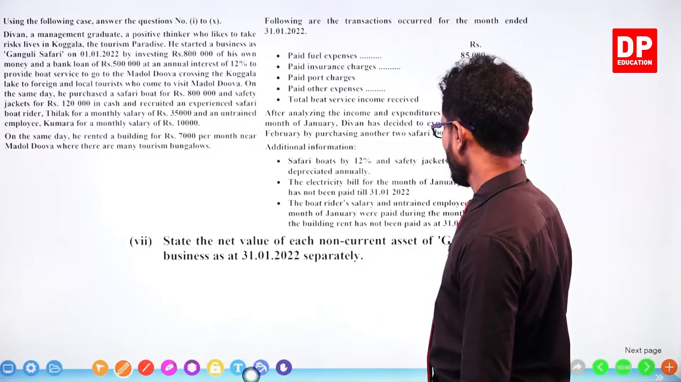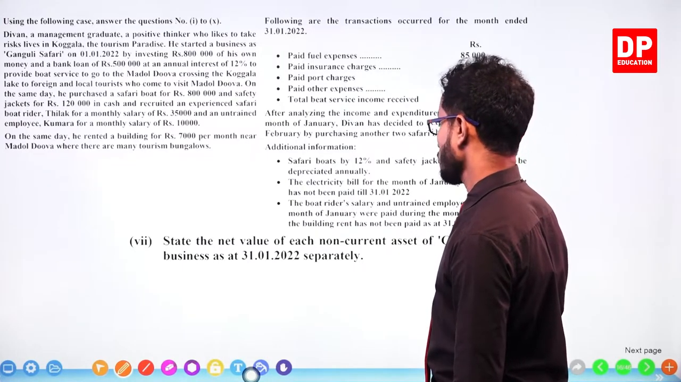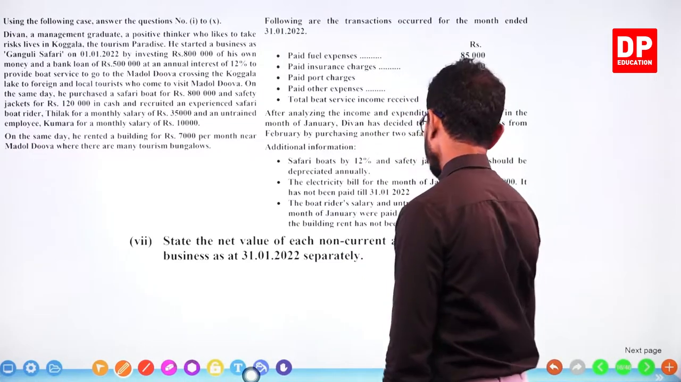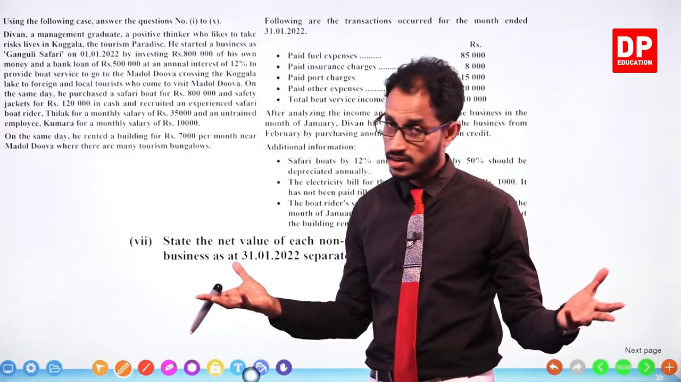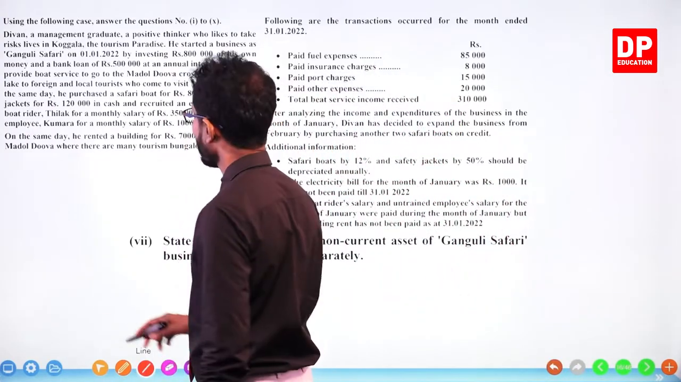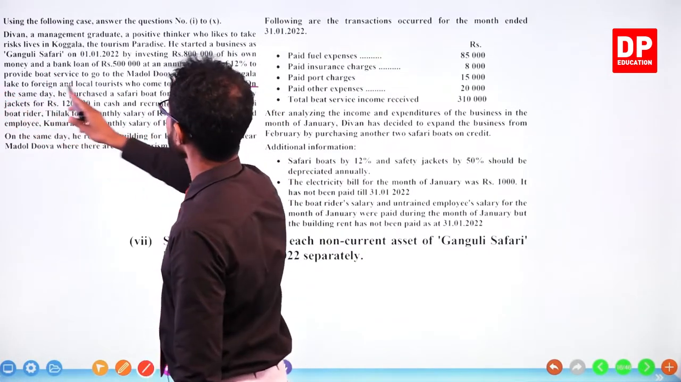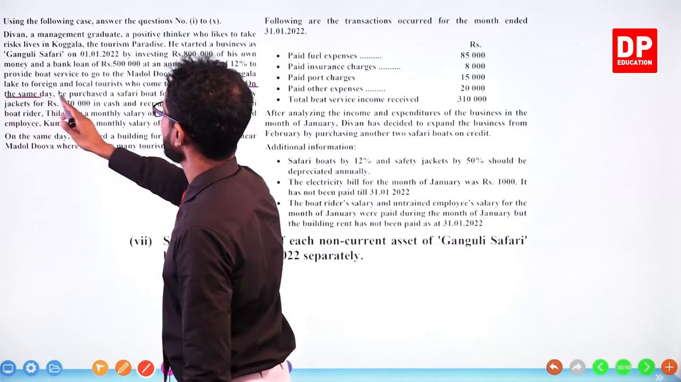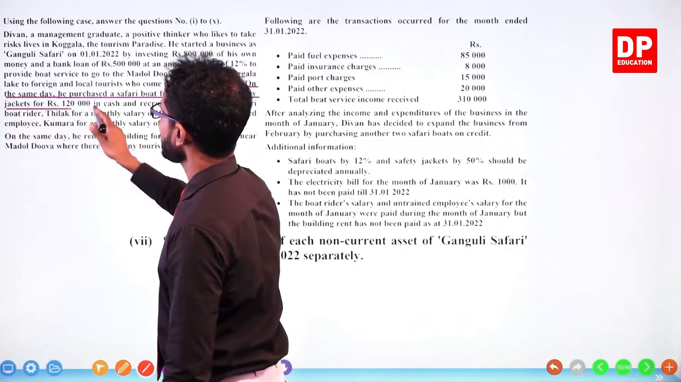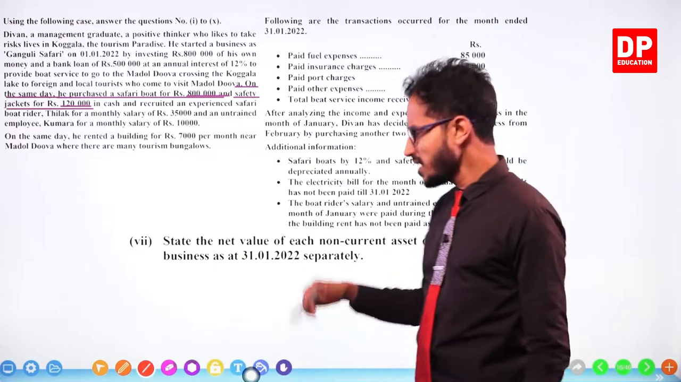State the net value of each non-current asset of Ganguly Safari as at 31st January 2022 separately. Okay, net value of each non-current asset. The two non-current assets we already know. In every slide I have marked, on the same day, purchase safari boat 800,000, safety equipments 120,000. 800,000 and 120,000. What is the meaning of net value?